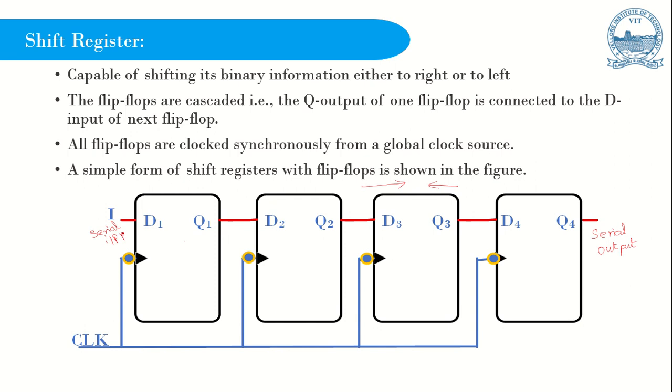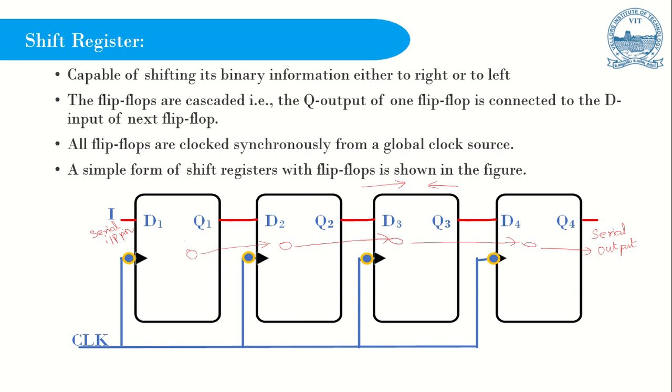and this is going to be our serial input pin. If you observe the clock pulse, all the flip-flops are clocked simultaneously, and a negative edge triggered flip-flop has been considered here. All the flip-flops are clocked synchronously from a global clock source, and a simple form of shift register with flip-flops is shown here. Here lies your input and here is your output, which means the data propagates from left to right in a bitwise manner, bit by bit.